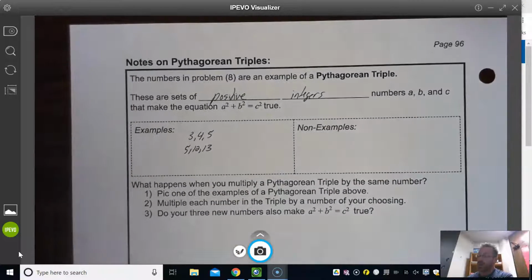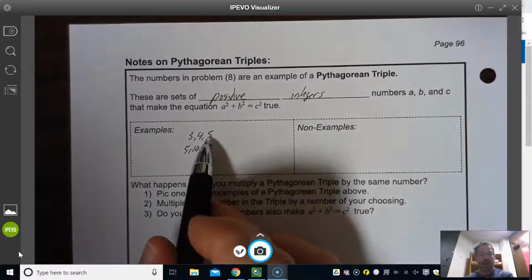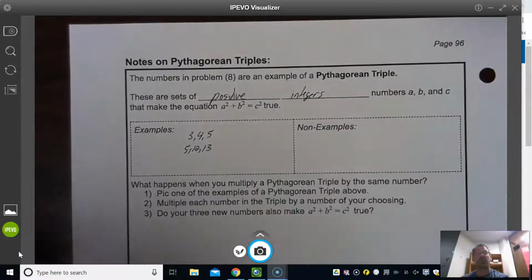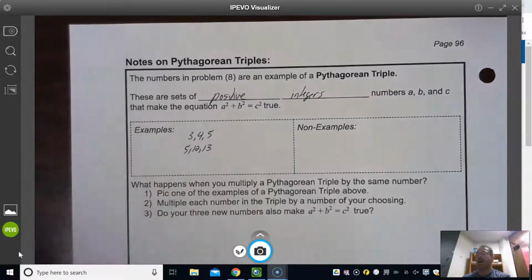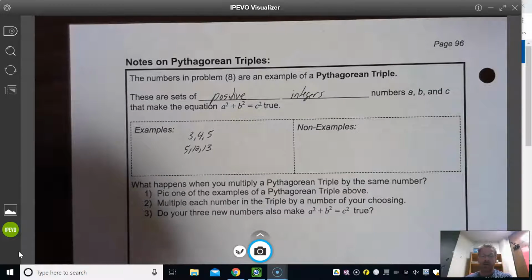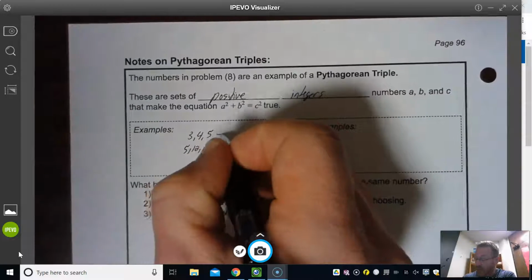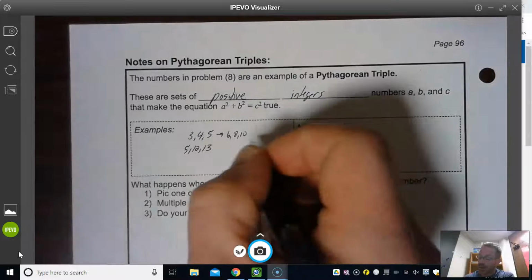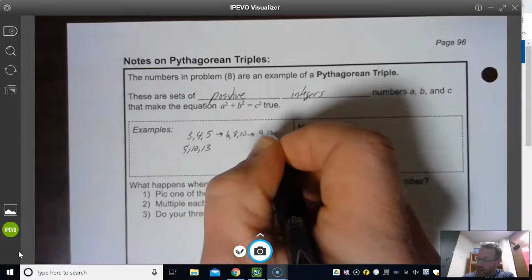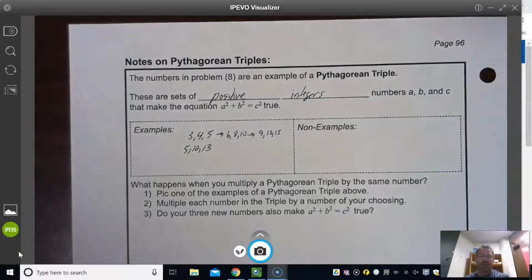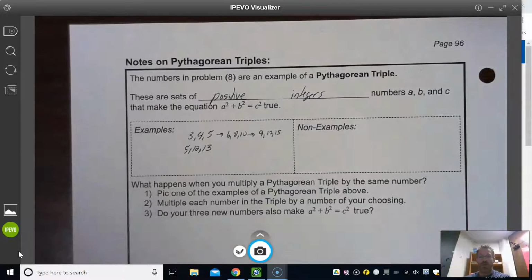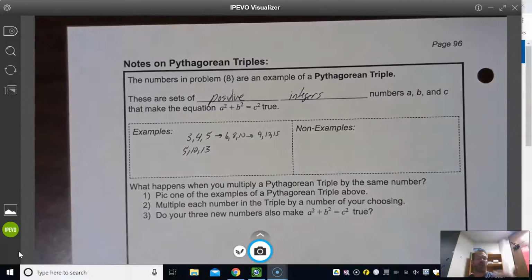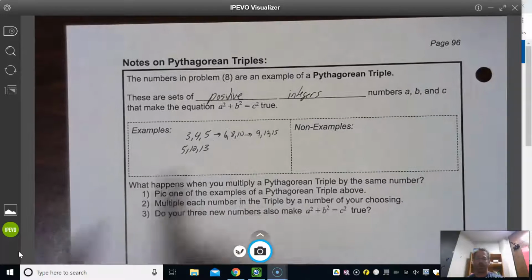What's really cool is that once I find one Pythagorean triple, we can multiply by a scale factor and create similar triangles, and we know that from our prior unit on similarity. So once I know 3, 4, 5 works, I know 6, 8, 10 would be a Pythagorean triple. I can multiply by 3, and I know 9, 12, 15 would be a Pythagorean triple. So once you find one Pythagorean triple, you've really created an infinite amount of Pythagorean triples, because I can just keep multiplying.